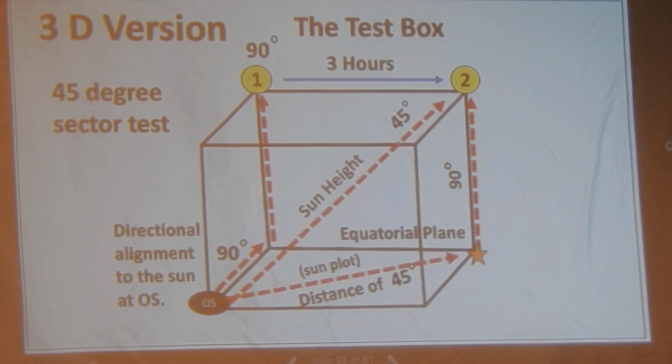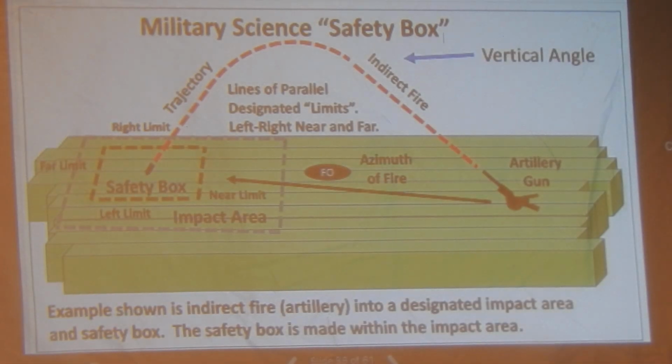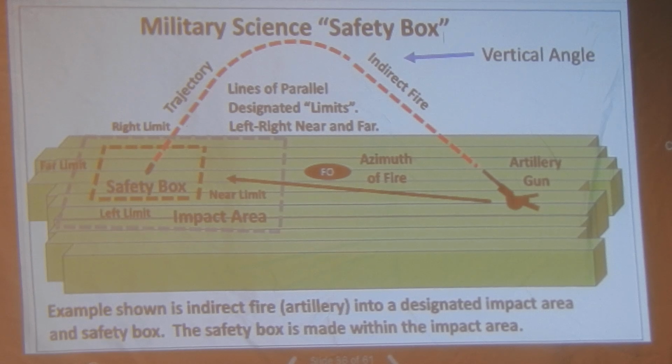So when we're using the globe model, we need to include that distance, which equates to surface angle, and then sun height. Those two numbers have to add up to 90 or less for the globe model to pass. Where this was derived from was military science, live fire safety boxes. I covered that in one of the other videos.